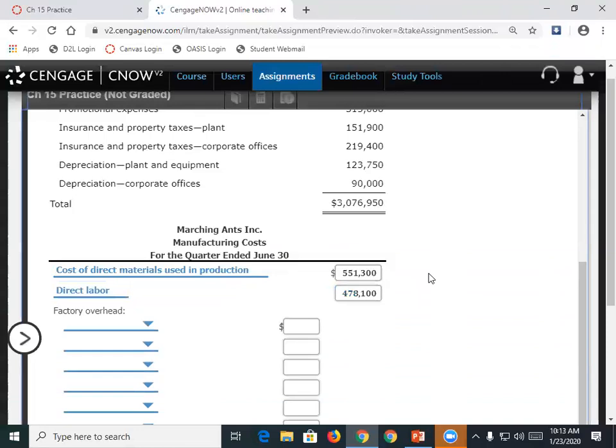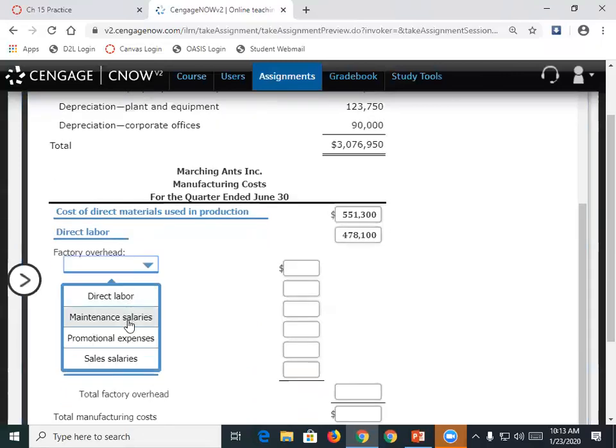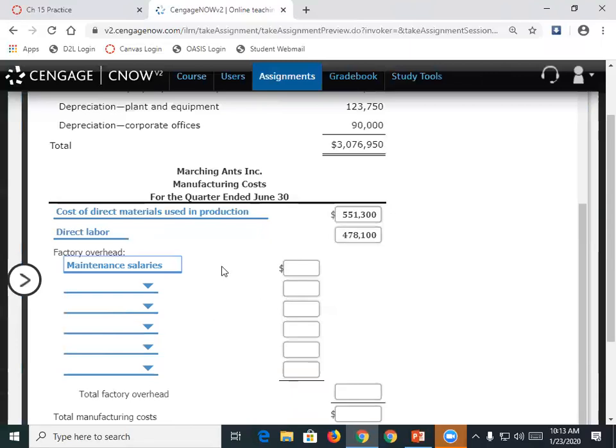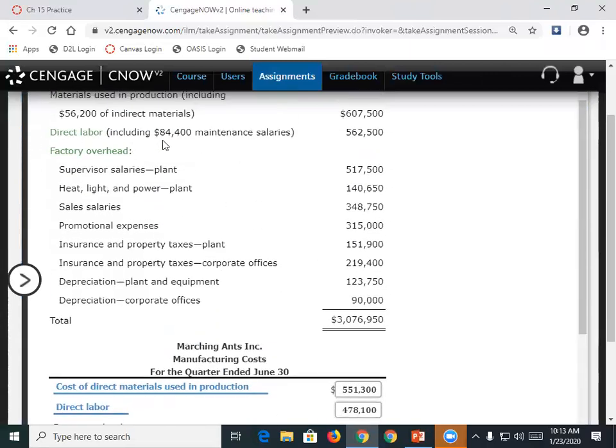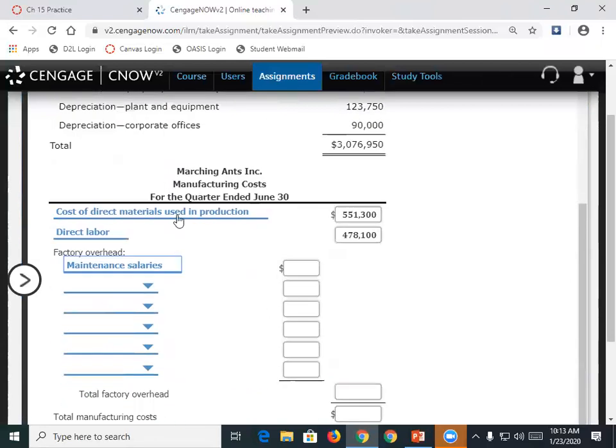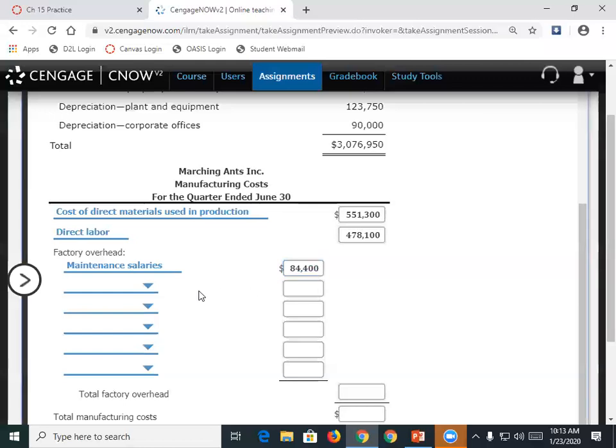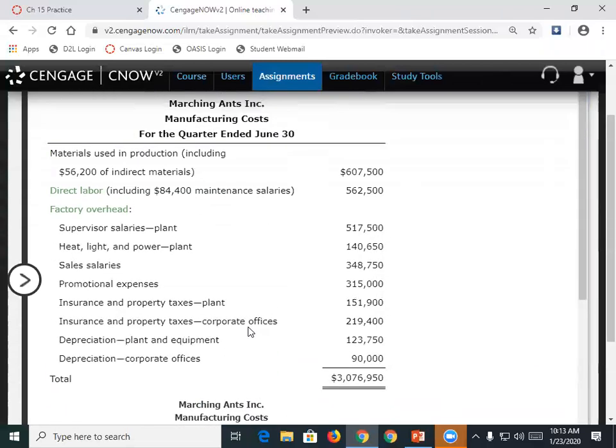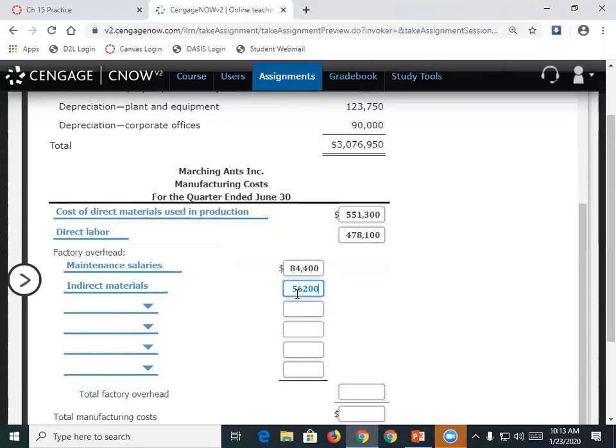And then we just want to look at all of our overhead and figure out what is product or manufacturing costs. Well, we know we have some indirect materials and indirect labor, right? Because we just saw that. So let's list those first. I think they have us list maintenance salaries first for whatever reason. So maintenance salaries is an indirect product cost, and that was the 84,400. And then we know we had indirect materials. Indirect materials was 56,200.